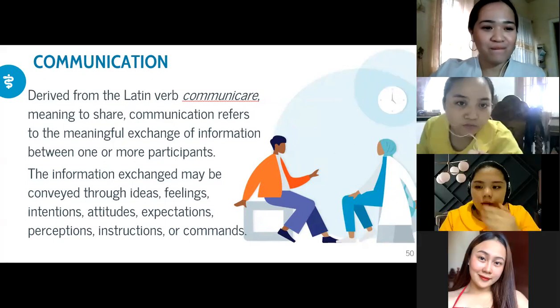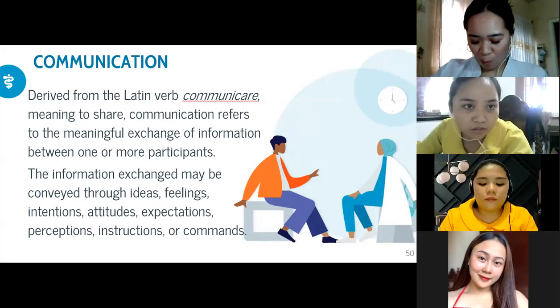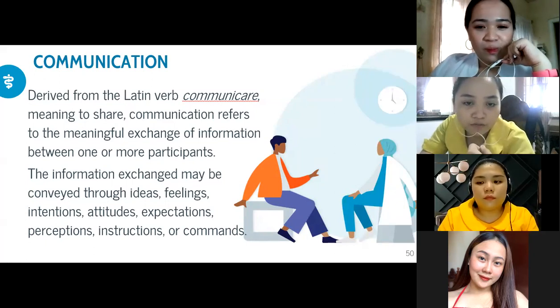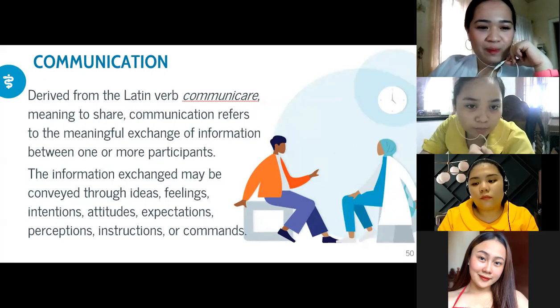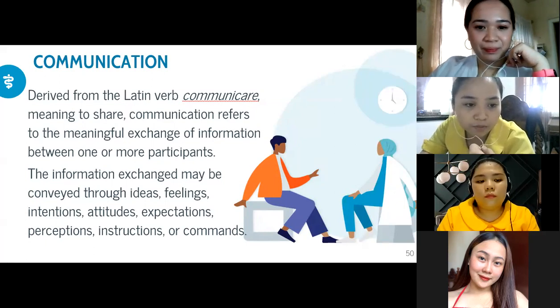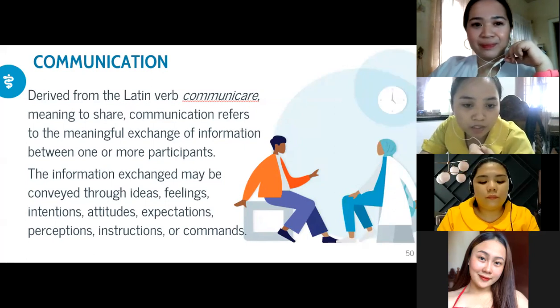Derived from the Latin verb communicare, meaning to share. Communication refers to the meaningful exchange of information between one or more participants. The information exchange may be conveyed to ideas, feelings, intention, attitudes, expectation, perceptions, instruction, or commands.